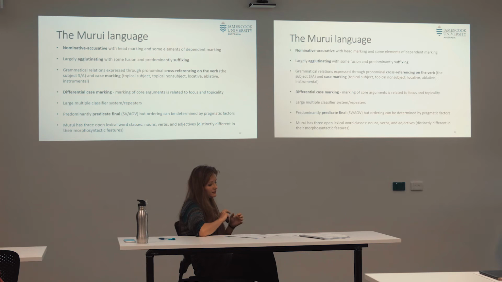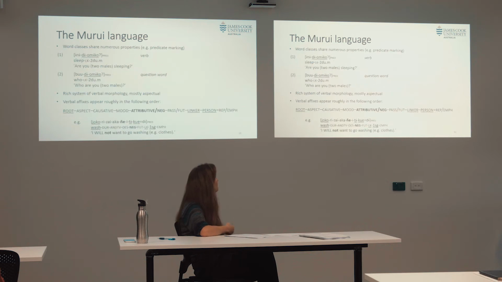Murui has 3 open lexical word classes. We have nouns, verbs, and adjectives. And there are also 11 closed word classes. All those word classes, both open and closed, are distinctly different in their morphosyntactic features, such as, for instance, tail marking. So, Murui word classes, both open and closed, also share numerous properties. For instance, many members of the open and closed word classes can be used as heads of intransitive predicates.